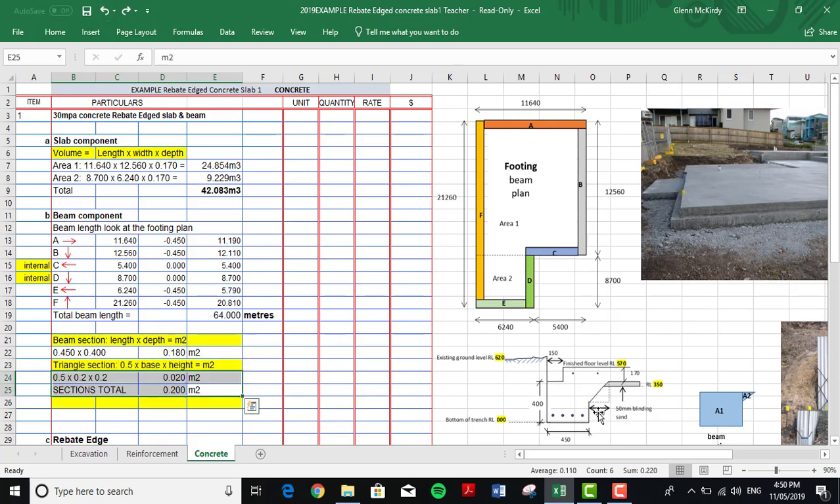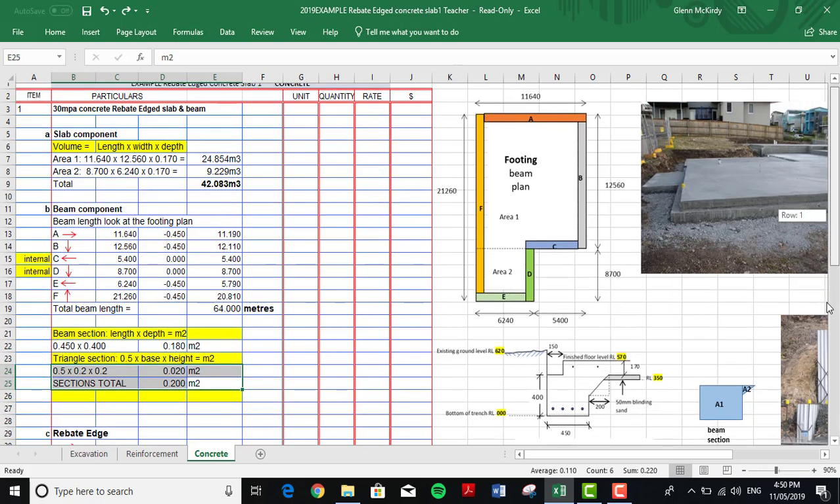And our triangle is 200 millimeter sides, so it's half times 0.2 times 0.2, and that gives us 0.02. Then when we total those sections up, it comes to 0.2. Okay, so then what we do, to get the volume, we times our length, which was 64. We'll just have a look at that. So there's our 64 times our beam section, 0.2, gives us 12.8 cubic meters.